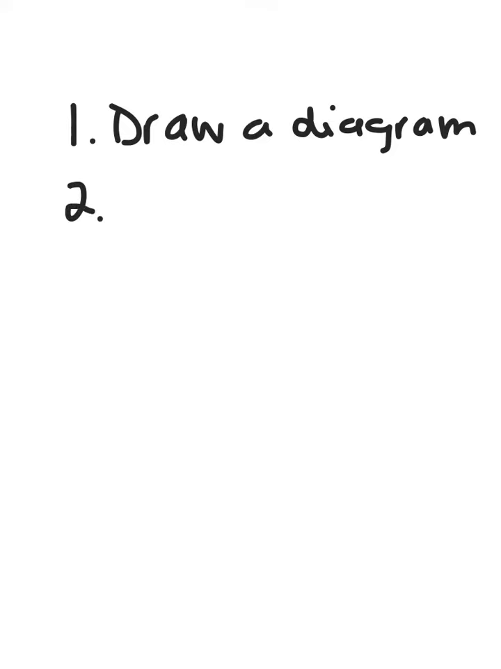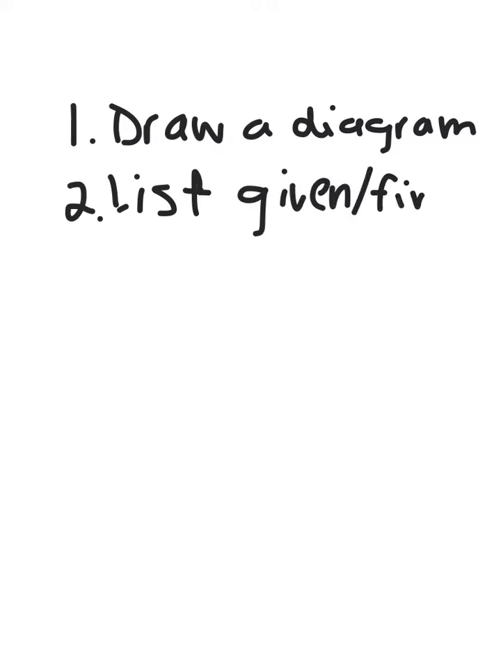The second thing you want to do is list something I like to call the give and find. What that means is you read the problem, you look for what's given and what you have to find. Anything given is going to be the number with the units in the problem, and usually what you're looking for is what's at the end for the question.